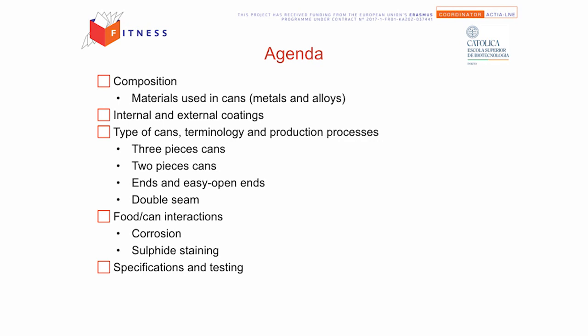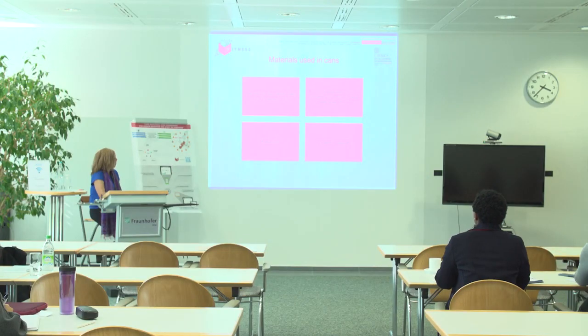Okay, these are the basic 4 materials that are used to produce food cans. We have 3 different types of metals. The most common is what we call the tin plate. That's basically steel coated with tin. So we have a steel sheet that has a coating on both sides with tin, and we call it tin plate.